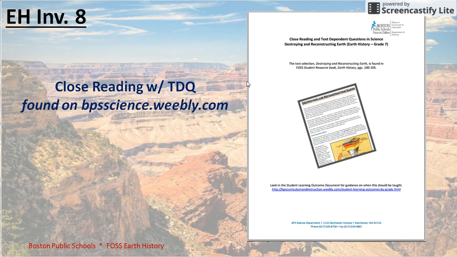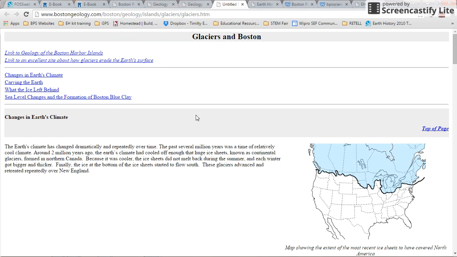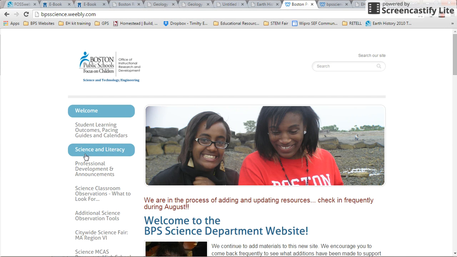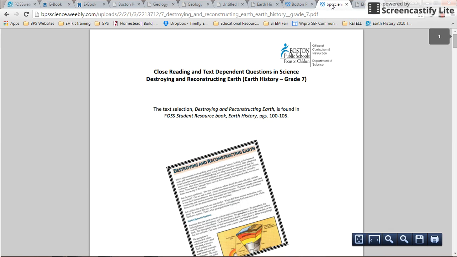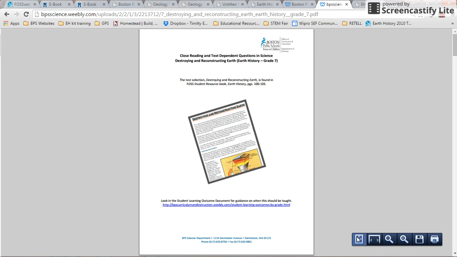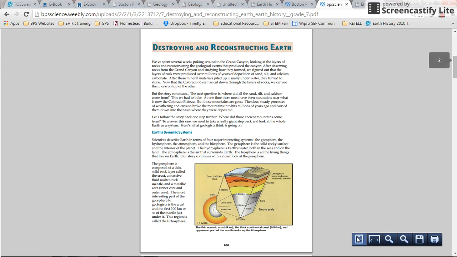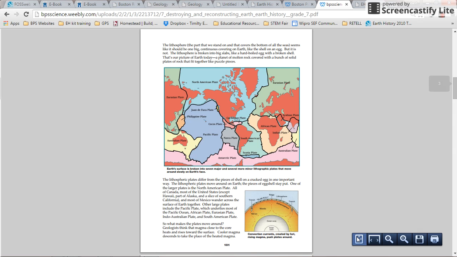Going towards the end of the investigation, there's a close reading activity and a text-dependent question that you can find on Boston's Weebly site. And if you go to the Weebly and click on Science and Literacy, it'll take you to a whole set of reading activities that teachers in Boston have put together that are all set up for you to use. So for example, here is a close reading assignment for this kit. And this is the article that came with the FOSS kit, Destroying and Reconstructing the Earth.